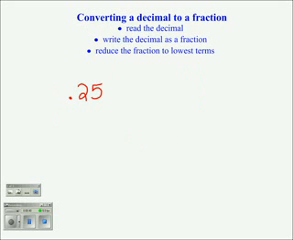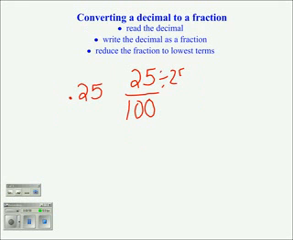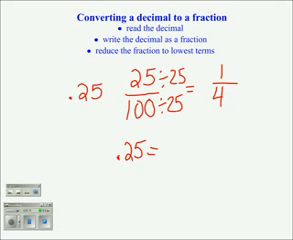Now if we wanted to convert a decimal to a fraction, we would need to read our decimal with the place value, write the decimal as a fraction, and remember to reduce to the lowest terms. Here we have 25 hundredths. So you write it as a fraction, 25 over 100, and then you look to see if you can reduce it. And 25 and 100 can both be divided by 25. 25 divided by 25 is 1, and 100 divided by 25 is 4. So our decimal, 25 hundredths, is equal to 1/4 as a fraction.